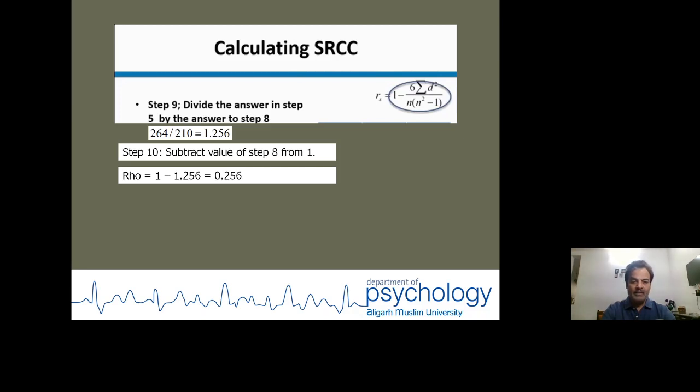Step 10, subtract the value of step 9 from 1. The Spearman rank correlation, 1 minus 1.256, is equal to minus 0.256.